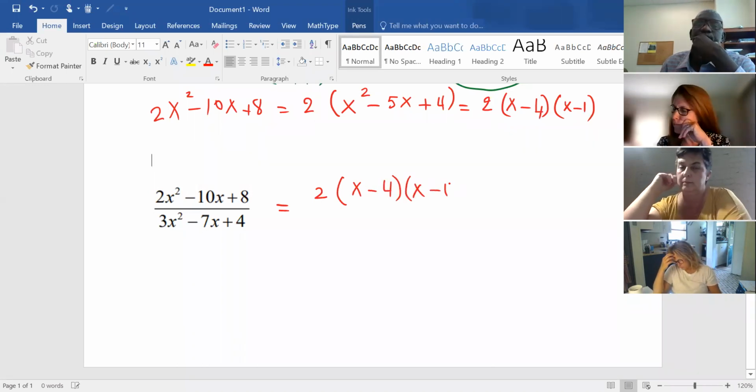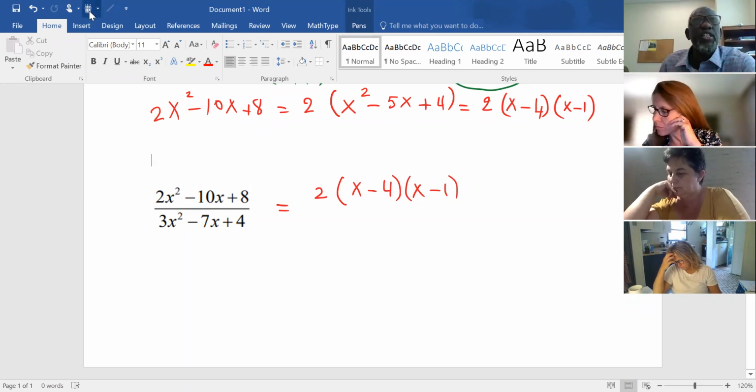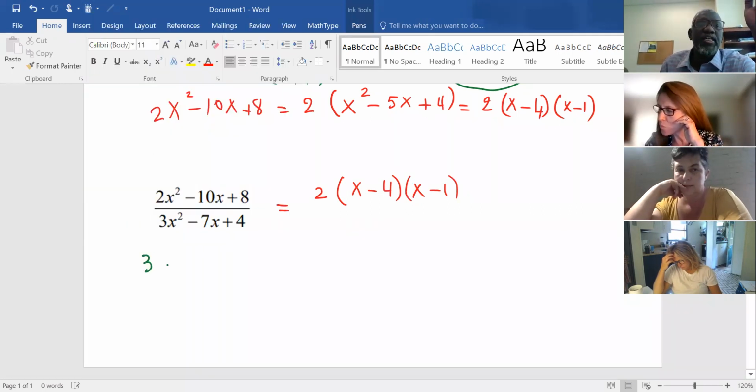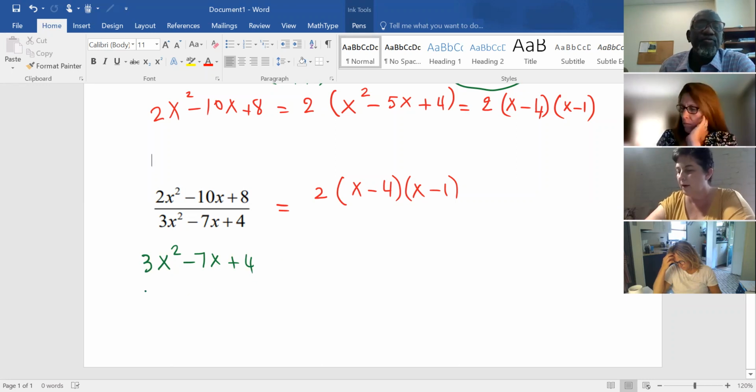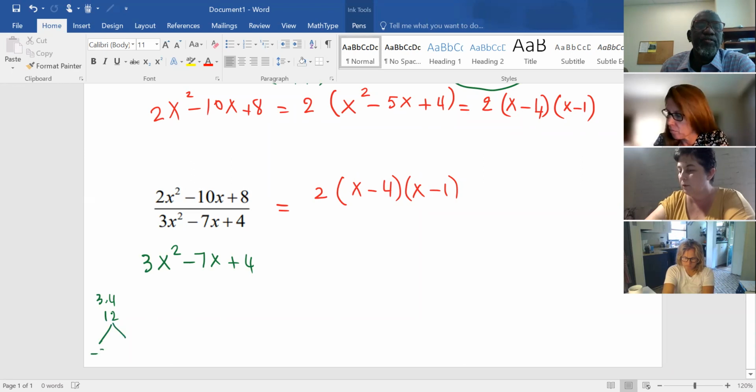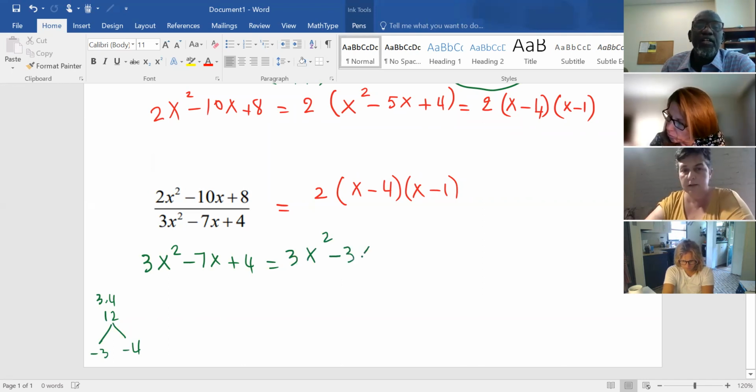Okay, somebody else, can you walk with us over the steps you did with the AC method? 3x squared minus 7x plus 4. Go ahead, can you walk with us? I multiplied 3 times 4. Then to get the -7, the two numbers were -3 and -4. Thank you. So you get 3x squared minus what? Minus 3x, minus 4x, plus 4. And then you did the grouping, right?